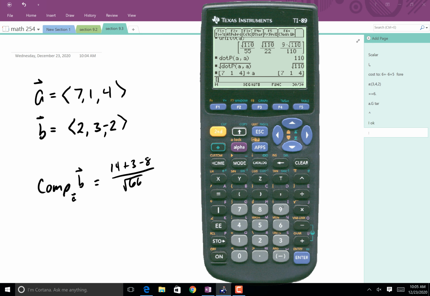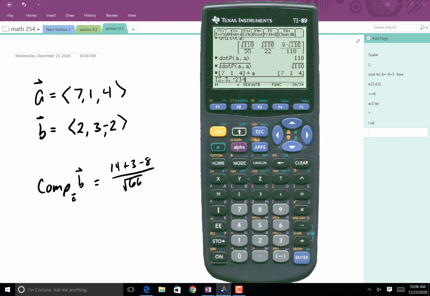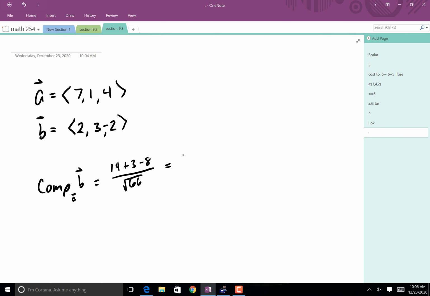This time put in your 2, 3, negative 2. Oops, wrong way. Try again. Now store as B. There you go. Then you can go second, math, matrix, vector ops, dot product, and then just go A, B. You will get 9, which is what I got. Nice.